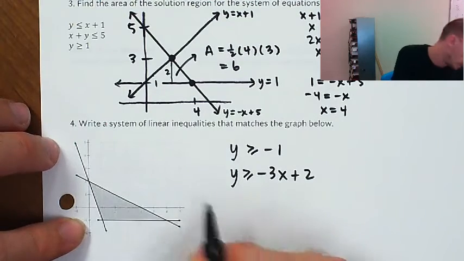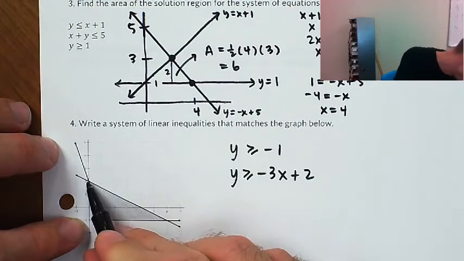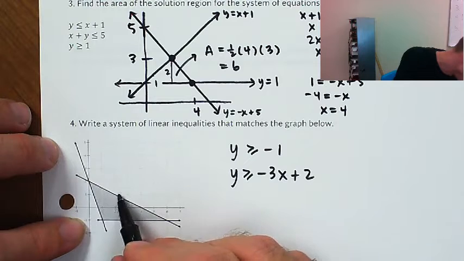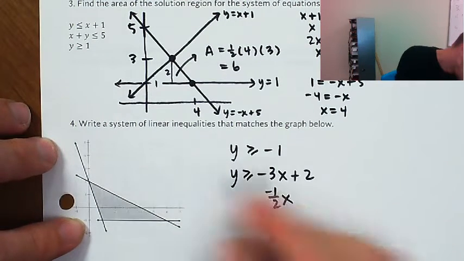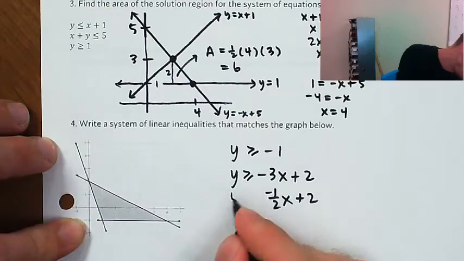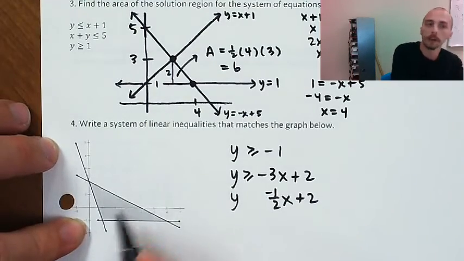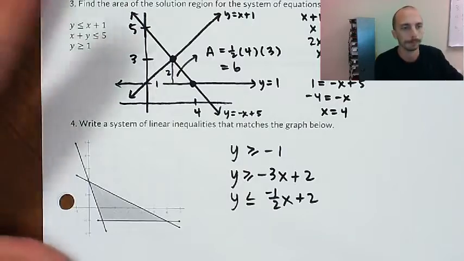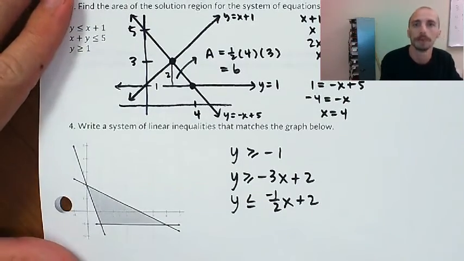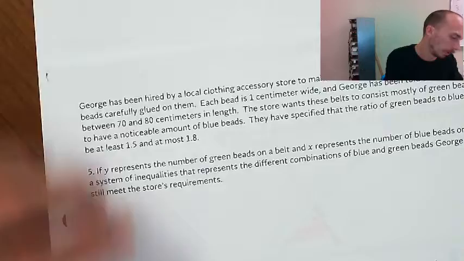And then this other one with a negative slope, it looks like it's got a slope of going down 1 when it goes over 2, so that's a slope of negative half. Y-intercept is 2. But we're below this line, so that's where y is going to be less than or equal to this. Okay, and since I've got 3 lines, I should have 3 inequalities, right? Okay.